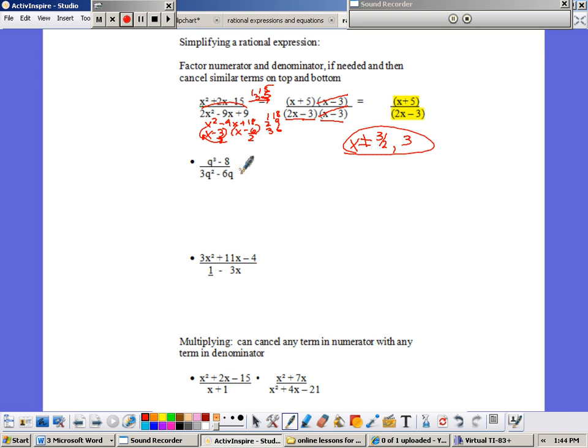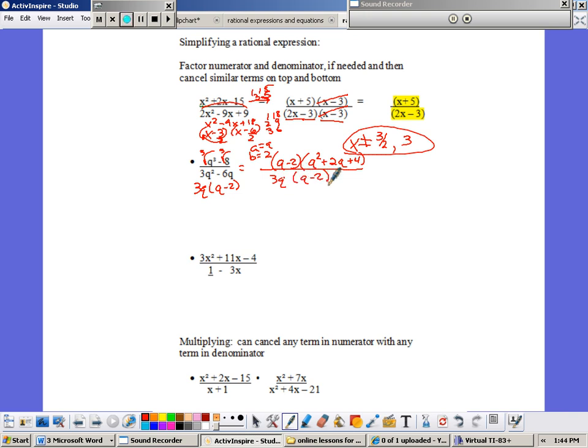Okay, so get over here and I have to factor. This is a cubic. So a is q, b is 2. So a minus b, a squared, plus a times b, plus b squared. On the bottom, I can pull out a 3q. So q minus 2. So 3q and q minus 2.